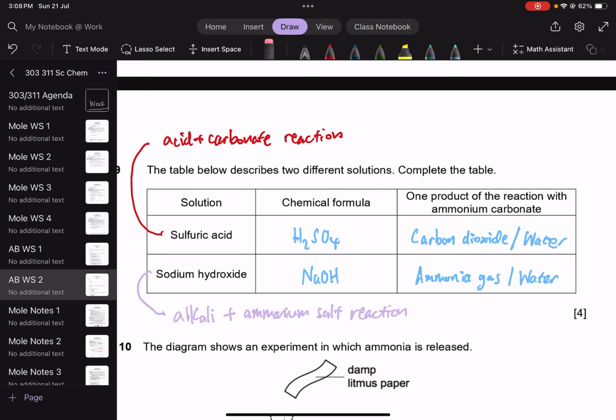Next, let's look at the reaction between ammonium carbonate and sodium hydroxide. So this is your typical alkali plus ammonium salt reaction. And because of this, it will form a salt, ammonia gas, and water. So other than the salt, you can actually just give the 2 other byproducts, which are ammonia gas and water.